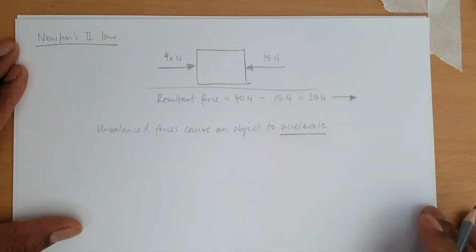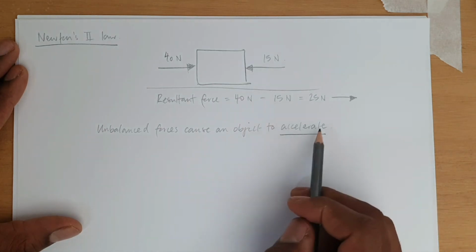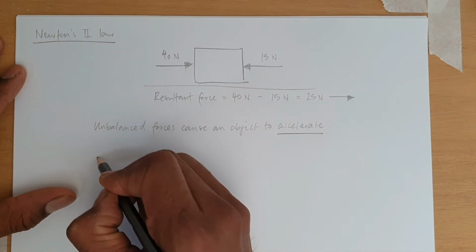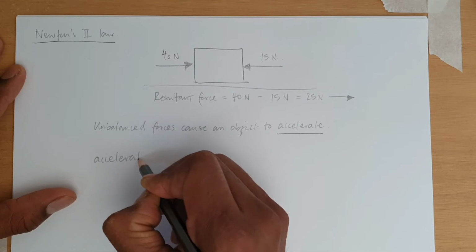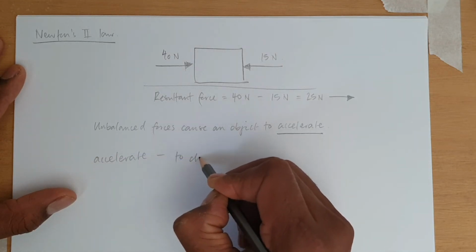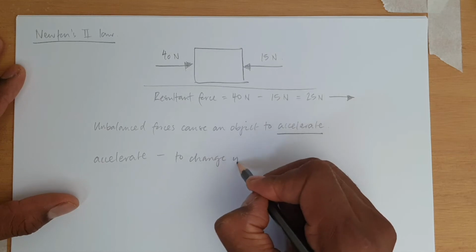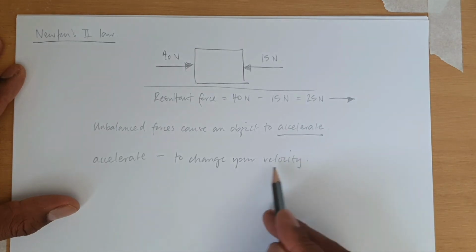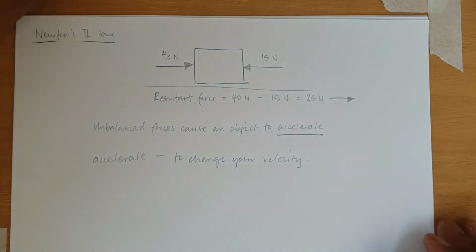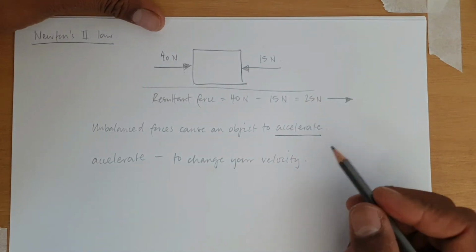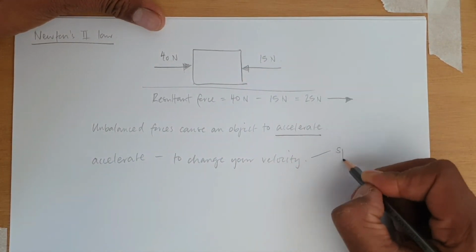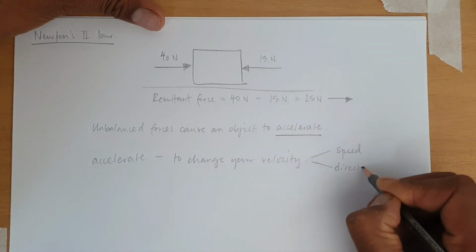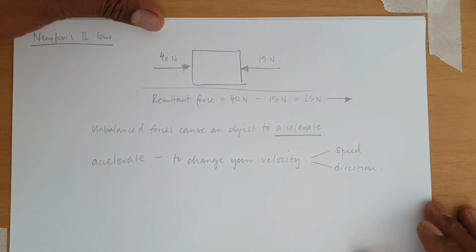Now, this word's really important, accelerate. Acceleration is when an object changes its velocity. And this word velocity actually means more than one thing. So if you change your velocity, you can either change your speed or you can change your direction, or both, in fact, okay?